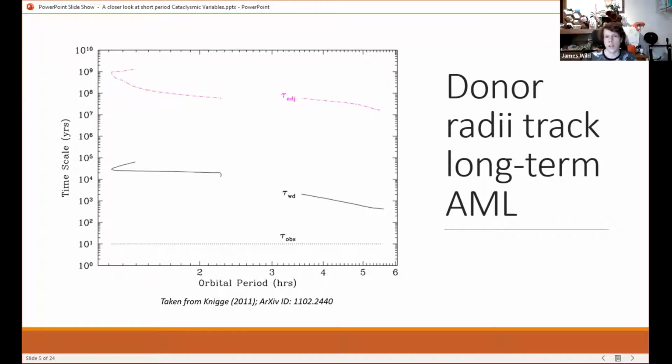The result is that a CV donor with just a little bit of mass transfer is going to be a little bit inflated, and a CV with a lot of mass transfer is going to be more inflated. This all takes place on the thermal timescale of the donor star, the time it takes to adjust its radius. On the plot, that's this tau adj up at the top. That's great, because this is tens of millions to billions of years. It's really the longest timescale that we have access to.